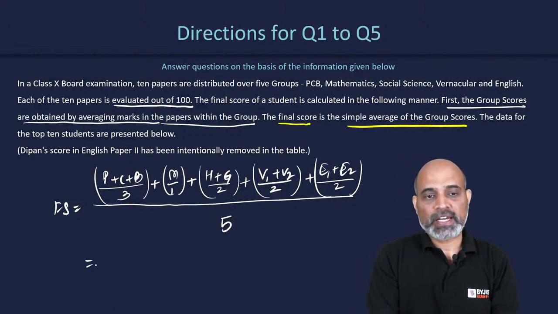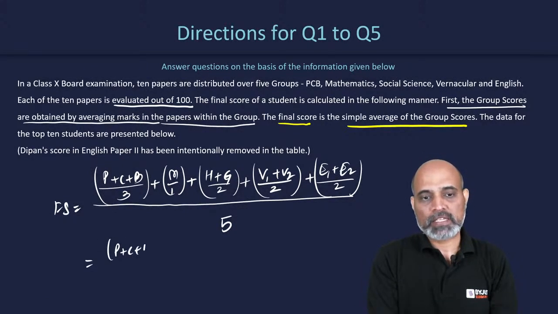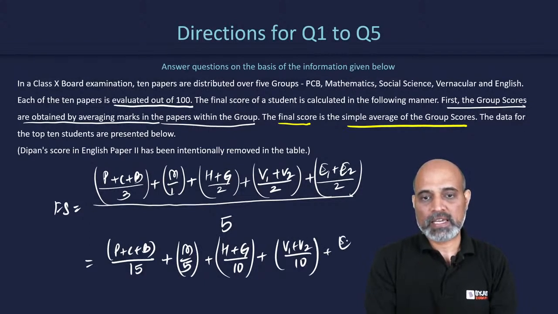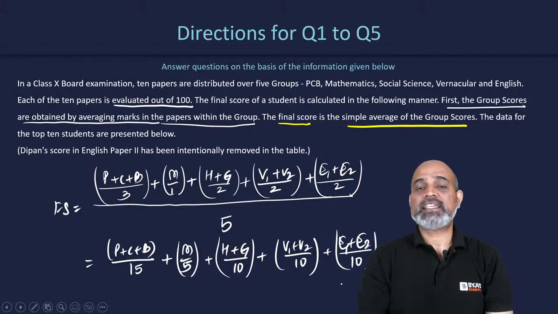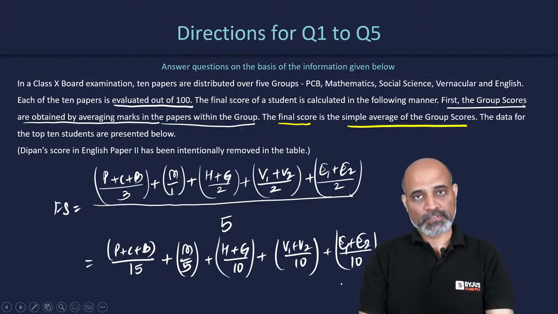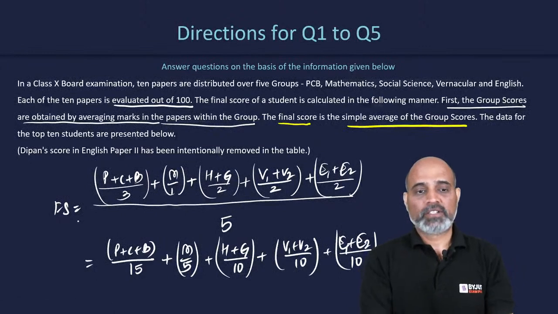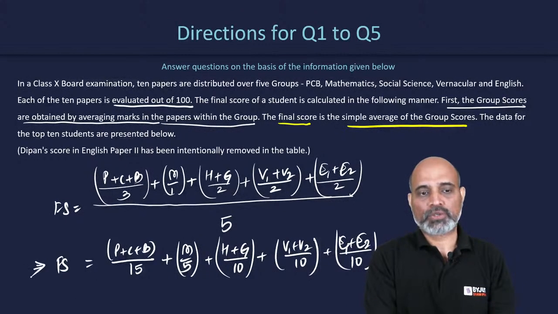This can be simplified as P plus C plus B whole divided by 3 by 5, which is 15, right? Plus M by 5, plus history plus geography divided by 10, plus vernacular 1 plus vernacular 2 divided by 10, plus English 1 plus English 2 divided by 10. So you can see that the smallest divisor is 5 here and the largest divisor is 15, right? So this is the formula as per the question.